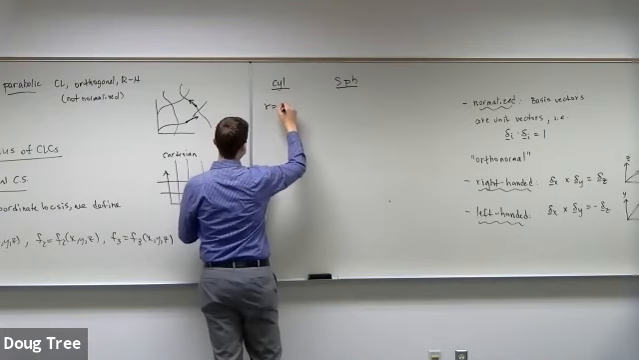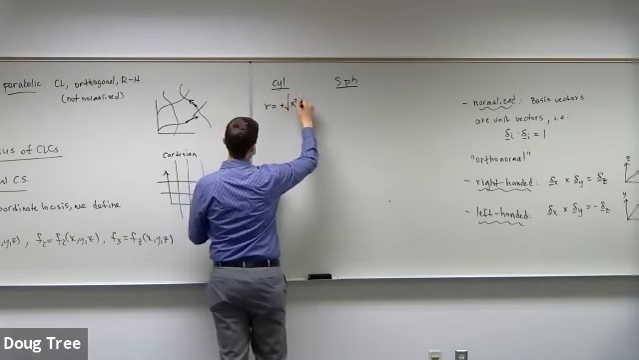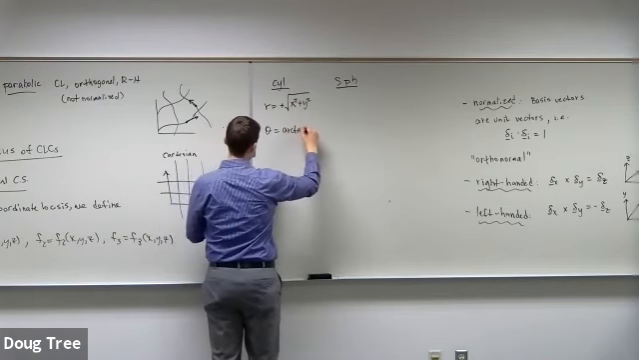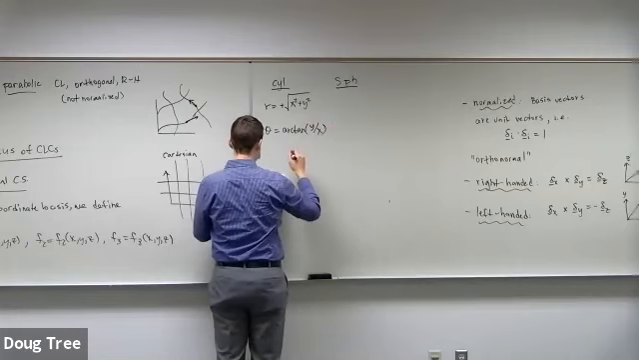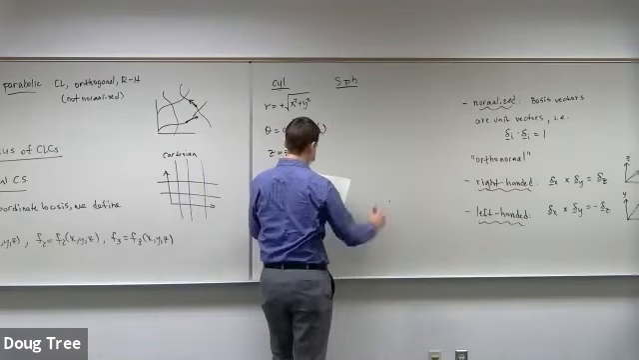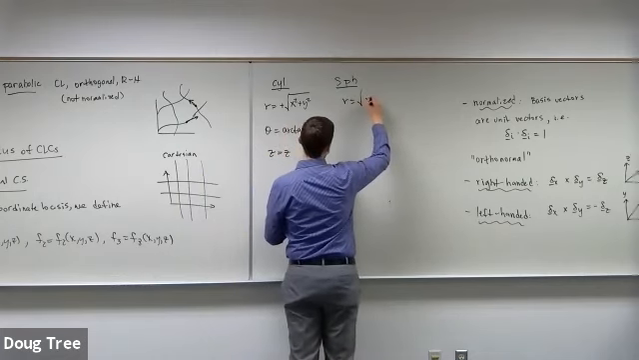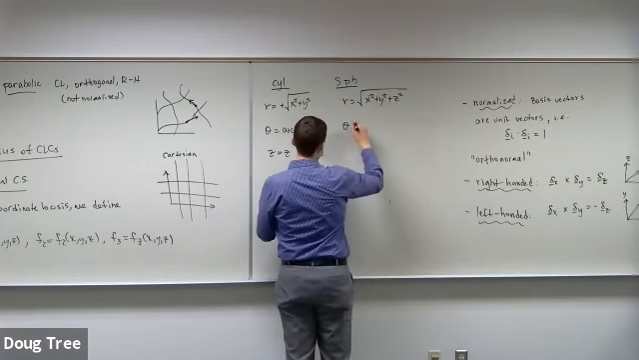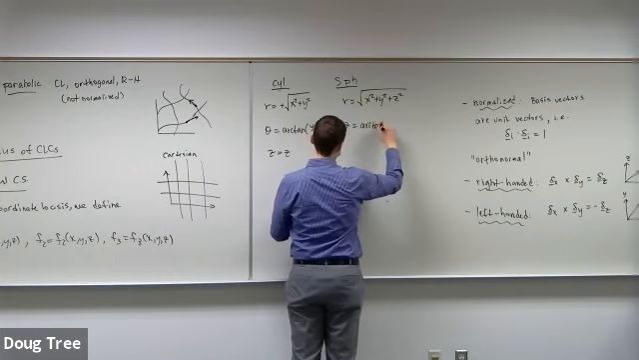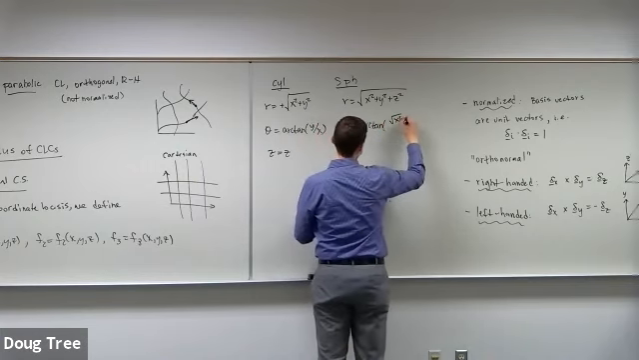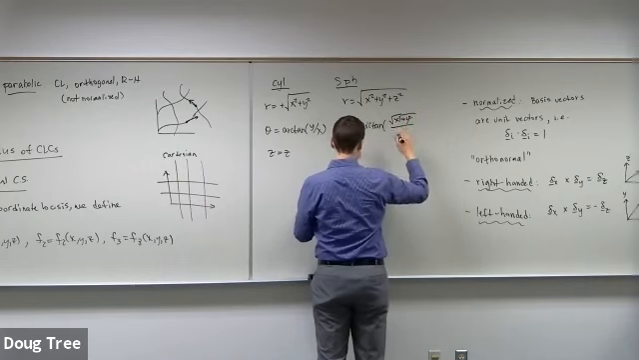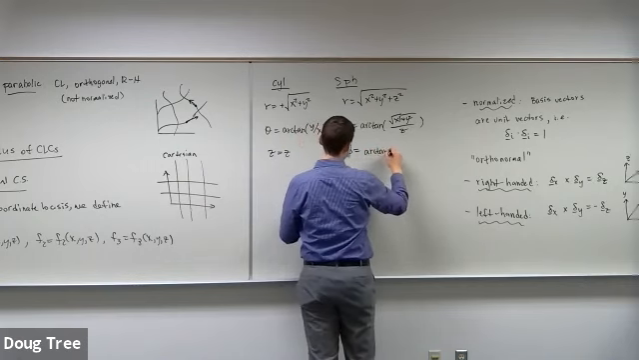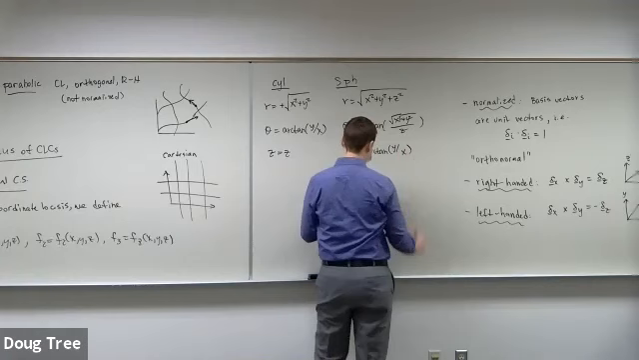I have r is equal to the positive square root of x squared plus y squared. And then theta is equal to the arctangent of y over x. And z is equal to z. Over here, r is equal to the root of x squared plus y squared plus z squared. And I have theta is equal to the arctangent of the root of x squared plus y squared divided by z. And then phi is equal to the arctangent of y over x.